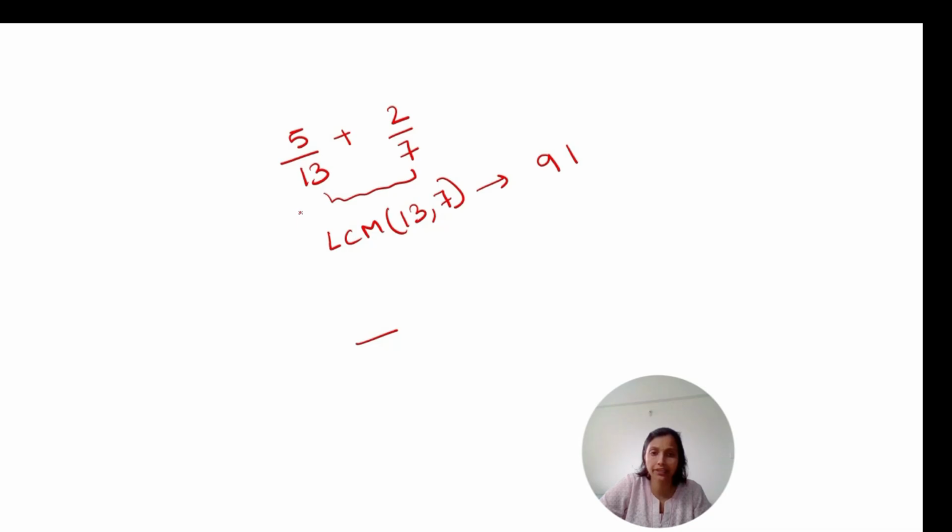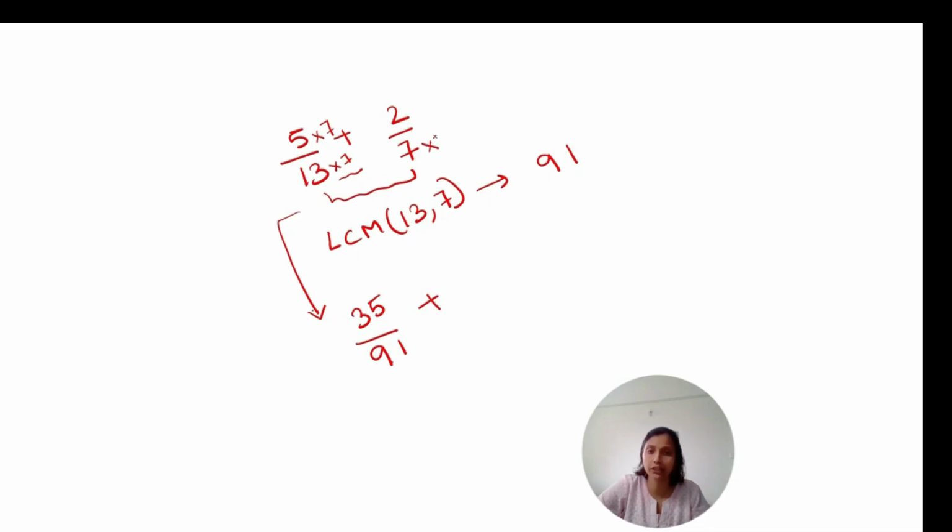One more example, 5 by 13 plus 2 by 7. Here again, the denominators are different. So I will take the LCM of 13 and 7. I need to bring the denominator same, which will be 91. So now 5 by 13, I need to change it to a fraction whose denominator is 91. For that, I need to multiply 13 by 7. To get the equivalent fractions, we cannot only multiply the denominator. We also need to multiply the numerator by the same number, so that value of the fraction does not change. So we need to get the equivalent fraction. So it will be 35 by 91.